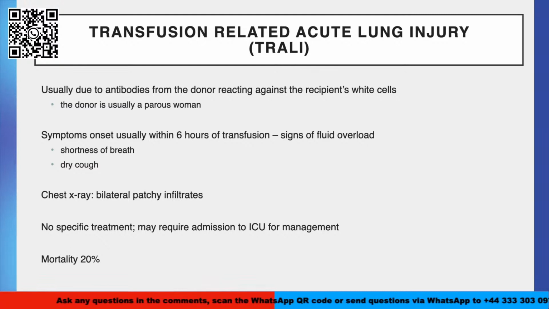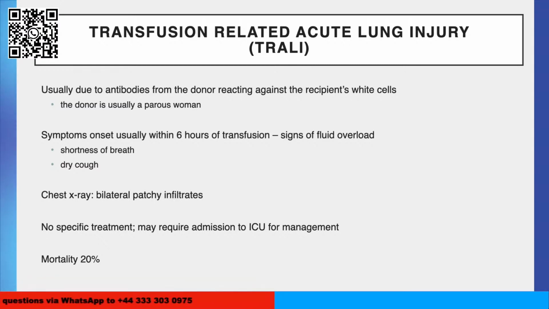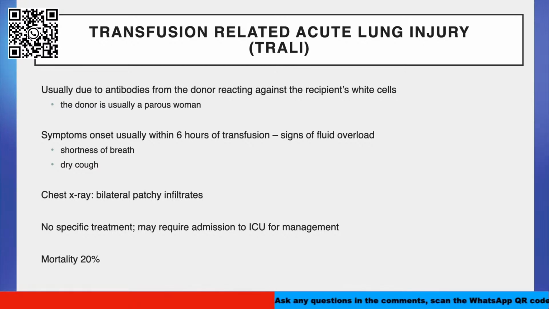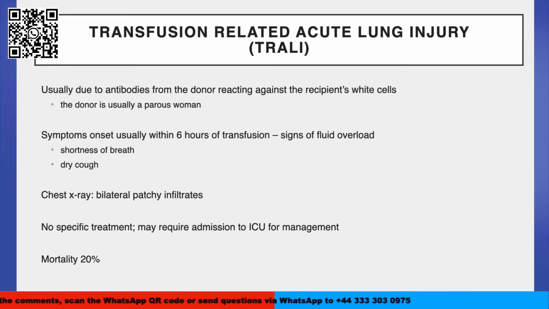Transfusion-related acute lung injury, or TRALI, is usually due to antibodies from the donor which react against the recipient's white cells, and generally in these cases the donor is a parous woman. Symptoms usually start within 6 hours of transfusion, and it generally shows signs of fluid overload. So this can make it a little bit difficult to identify, because if the patient's had a lot of blood products and a lot of fluid, or has problems with their left ventricle, it can be easily confused for another cause. And often the patient will have shortness of breath or a dry cough.